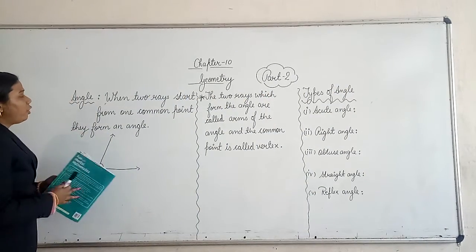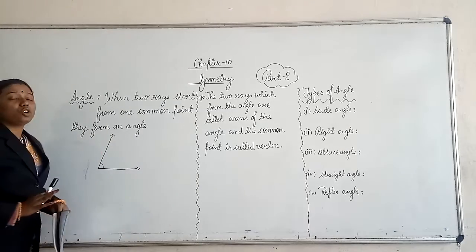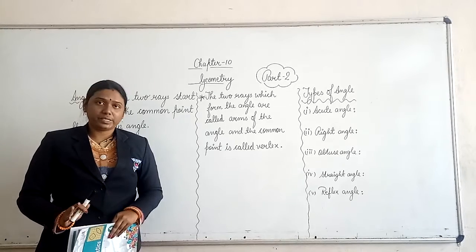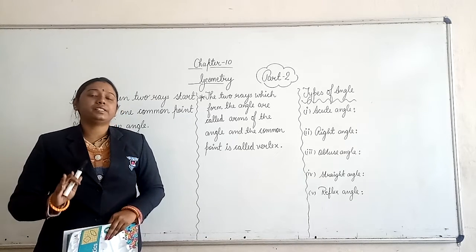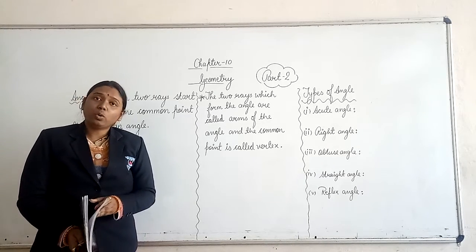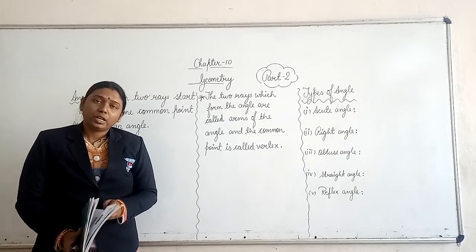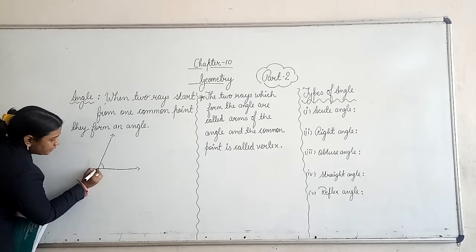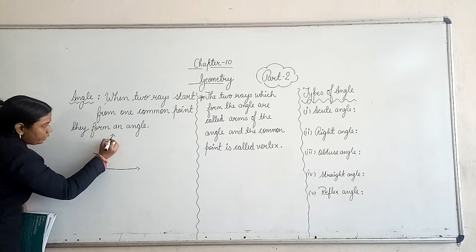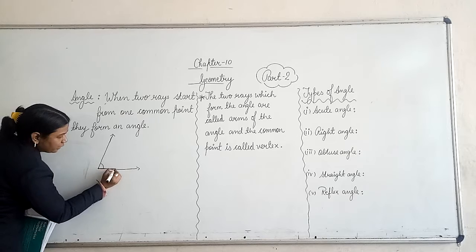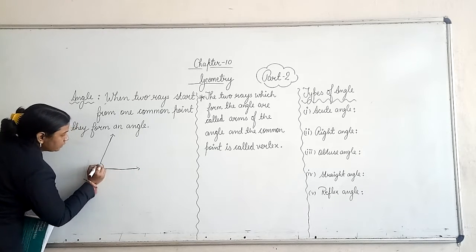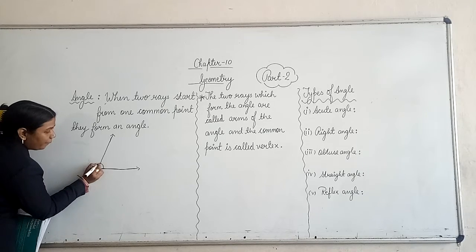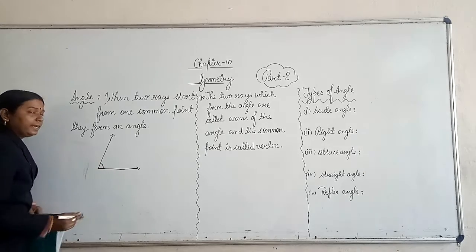An angle is formed when two rays start from one common point. Children, in our previous class we discussed rays, and you are all aware that a ray has one fixed point and goes indefinitely in another direction. So here, when two rays start from one common point, like this point, one ray and another ray, they form an angle. This is called an angle.